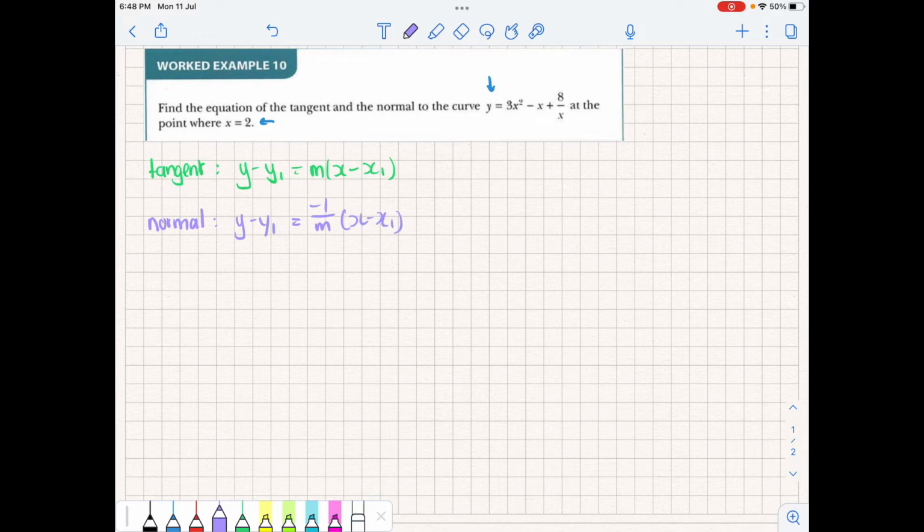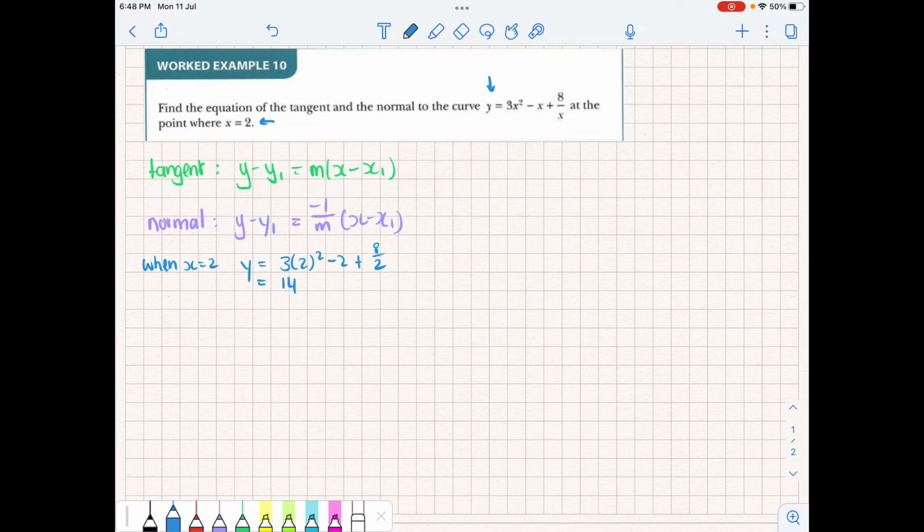So it doesn't really matter which one you do first, but what I'm going to do first is find the y coordinate. So I'm going to put x equal to 2 into the equation. So I'm going to say when x is equal to 2, y is equal to 3 times 2 squared minus 2 plus 8 over 2. And this is going to give me 14.